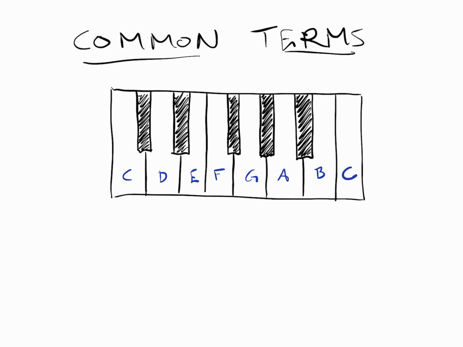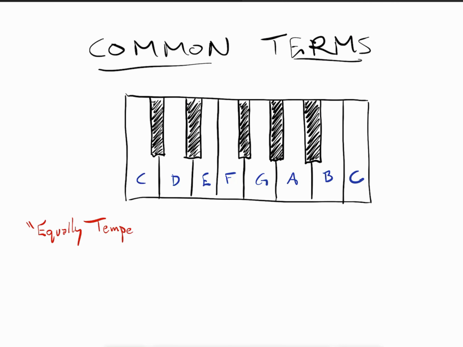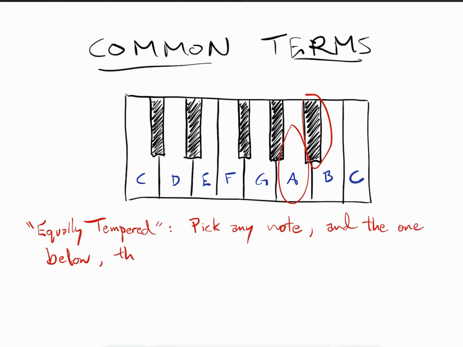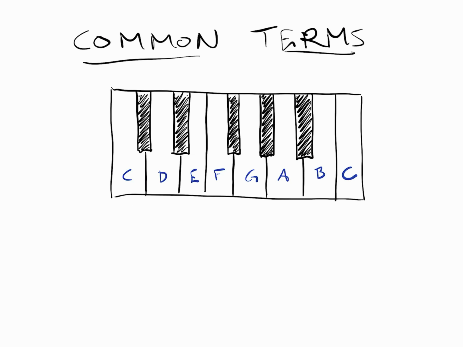a whole tone. Modern pianos are equally tempered, so the ratio of one frequency to one a semitone below is 2 to the power of 1/12. We'll learn more about this in a bit. The interval from this note to this note is called a perfect octave. From this to this, a perfect fifth, and from this to this, a perfect fourth. These names will make sense later.